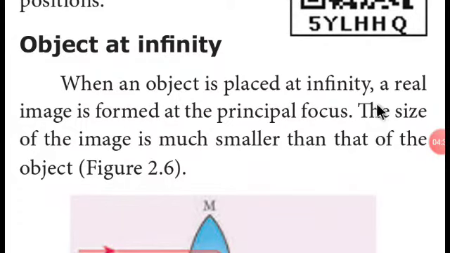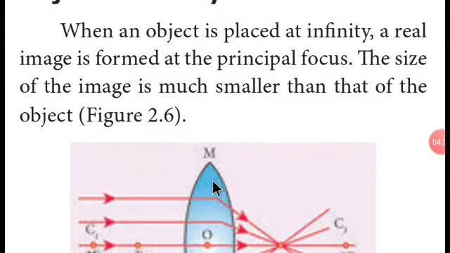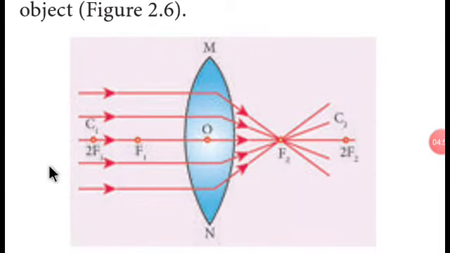When an object is placed at infinity, a real image is formed at the principal focus of the convex lens on the other side. The size of the image is much smaller than that of the object. This smaller image, in another word, we can say is a diminished image. A diminished image is also called a smaller image. That's what they are saying here.